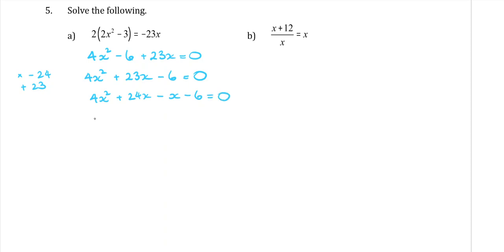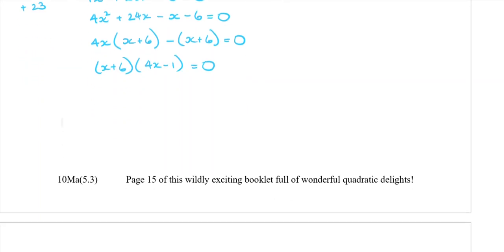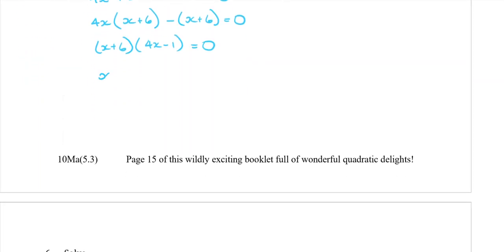Factorising in pairs, we can take 4 and x out of the first two terms to get x plus 6. The third and fourth term, we can bring out a negative sign to get x plus 6, and that's equal to 0. The x plus 6 comes out the front as a common factor, and 4x minus 1 would go inside. Now, using null factor, we will get x is equal to negative 6 from the first bracket, or x is equal to a quarter from the second bracket.